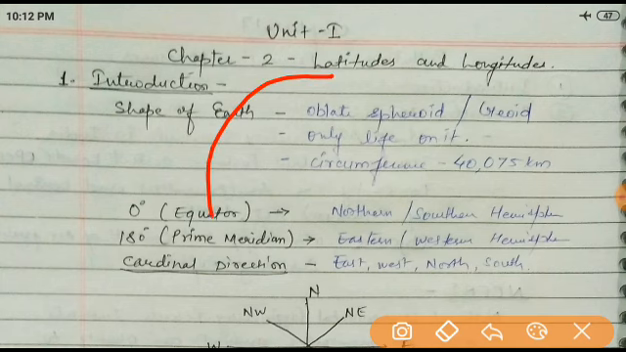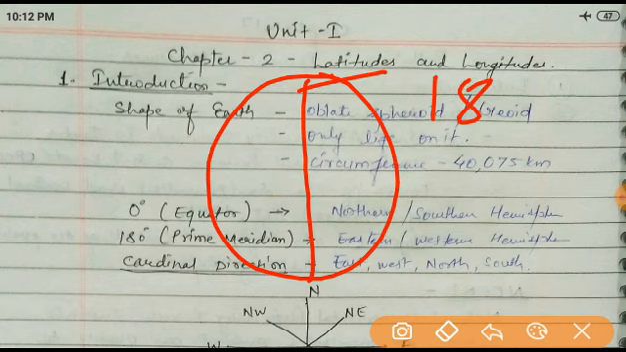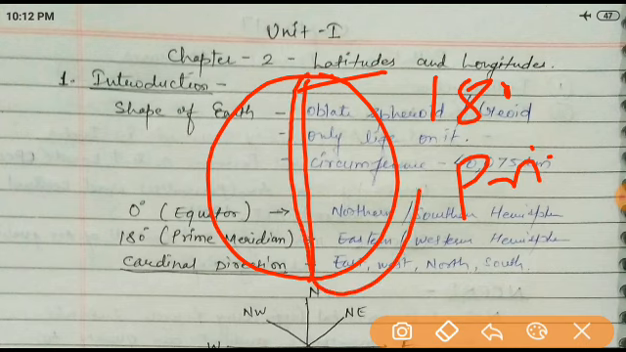Same like that, the central line from the longitude is called 180 degree, or 0 degree, the prime meridian. It is called the prime meridian. So this line from 0 to 180 degree, the whole line from the back side, this 180 degree, or it is called the prime meridian.